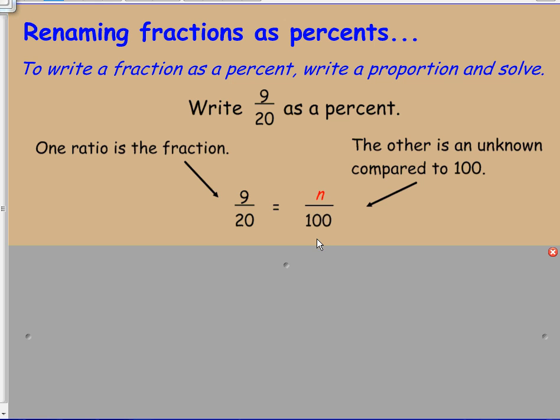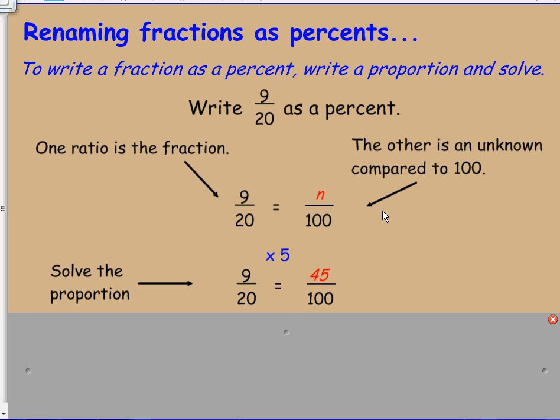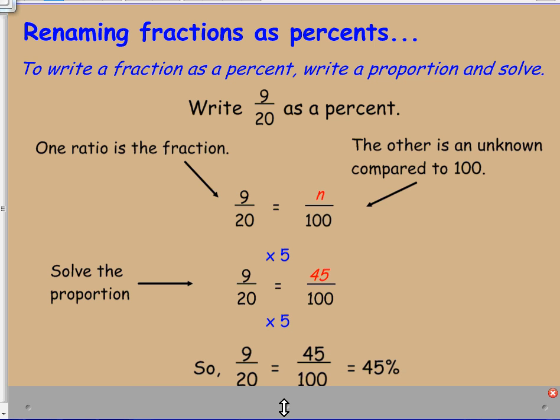All right, the reason I say that there are two different ways to do it is oftentimes 20, the number, doesn't nicely multiply by something to equal 100. For example, if that were to be 19. All right, it would be easier to cross multiply in that case because 19 times nothing equals exactly 100. All right, so in this case, we can figure out that we multiply 20 times 5 to equal 100. So 9 times 5 is 45, and so therefore our percent is 45%.